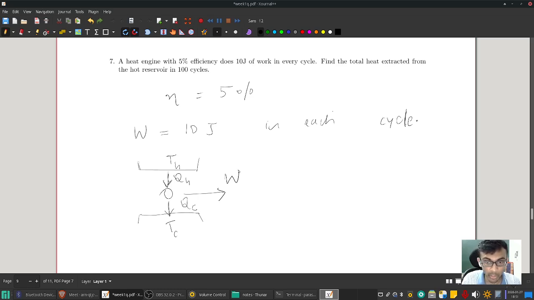So the second law of thermodynamics puts theoretical limits on how much work it can extract per the heat taken from the hot reservoir, right? That is the efficiency, which is this ratio of work done by the engine and the heat extracted from the hot reservoir. So this is 5% or 1/20.